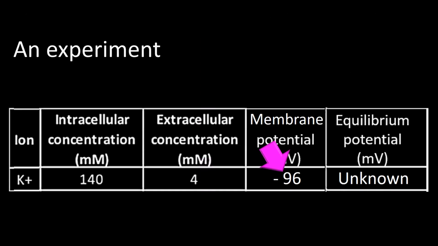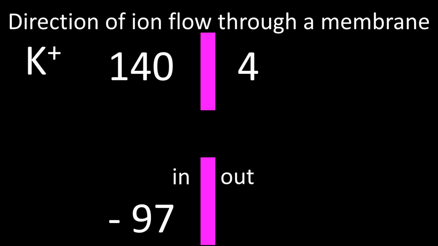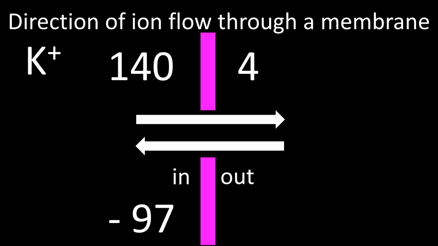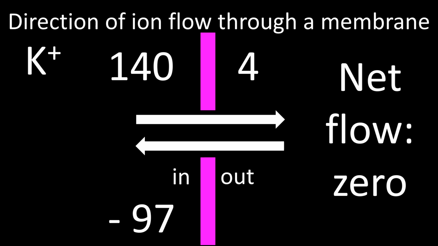If membrane potential is then changed from negative 96 to negative 97, as depicted here, the flow of potassium will be the same in both directions, as represented by the equal thickness of the arrows. Hence, no net flow will occur.